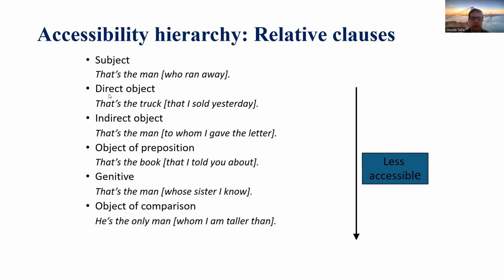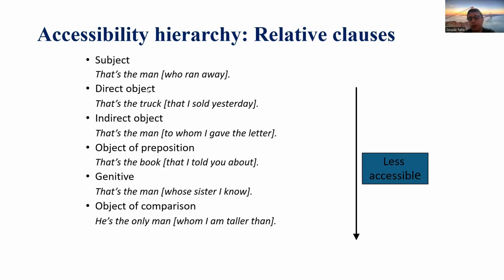So here, if you look at this, we're having this accessibility hierarchy that he discussed in his study, and he said, for example, here the relative clause relates to the subject. So that's the man. The man here is the subject, right? The man who ran away. So here, the relative clause, starting with who, is referring back to the man, the subject in this case. And that's why we're using a subject relative pronoun.